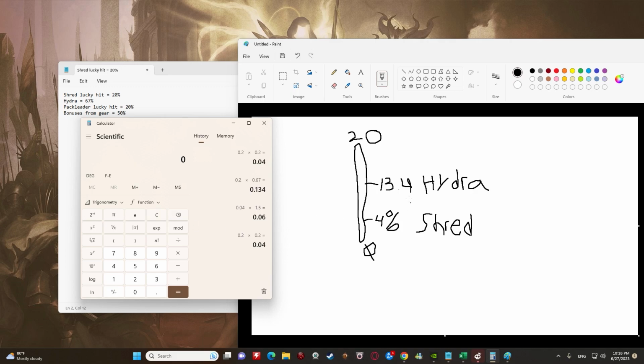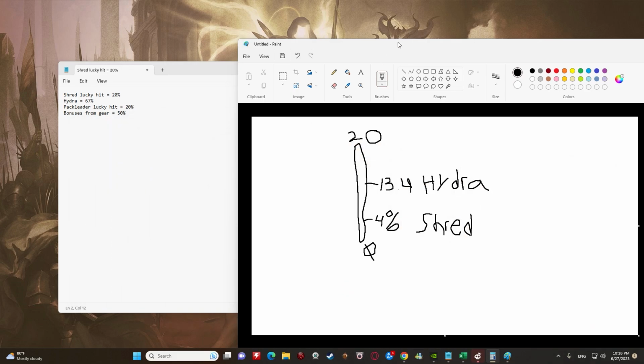We look at Hydra, right, which has a 67% coefficient, at least in this example. That would be 0.2 times 0.67, which is a 13.4% range. So notice that in this example, because obviously sorcerers do not have access to Pack Leader, but if they did, a Hydra would be proccing this at a 13% rate on crit, whereas Shred would be proccing this at a 4% rate on crit.